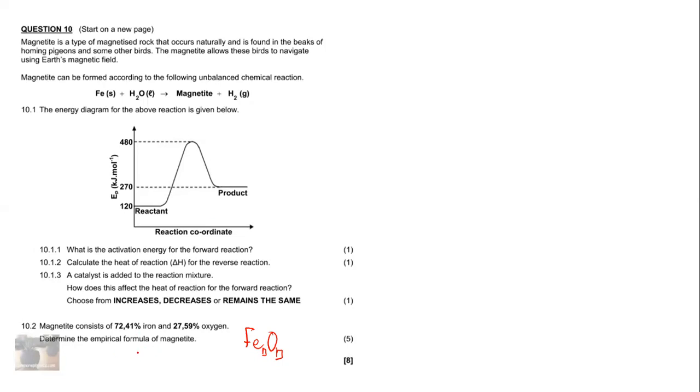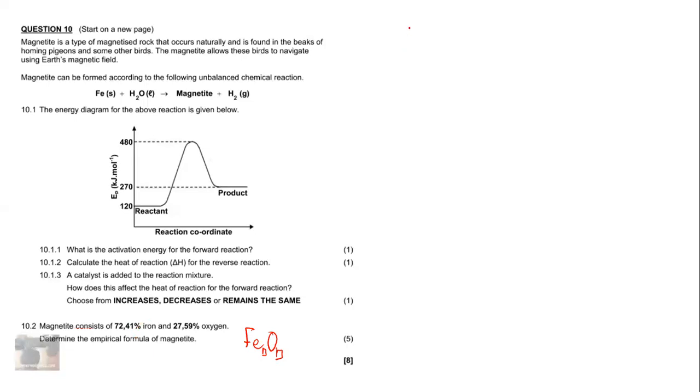So now, how do we determine the empirical formula? We are given the percentage of each element. So we're going to assume that, because when you add them, it's 100%, the mass of the compound, which is FeO, is 100 grams. So if we assume that, these percentages will be converted into a form of mass.